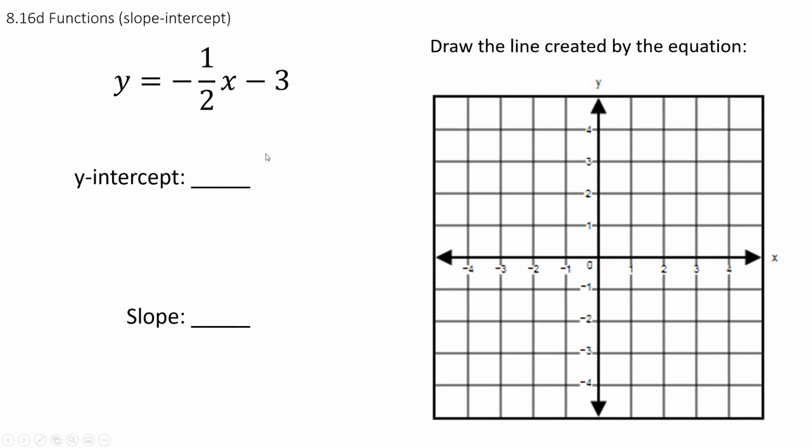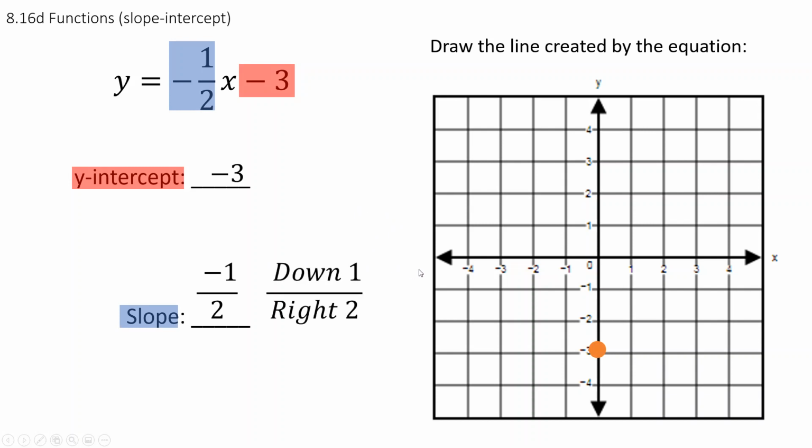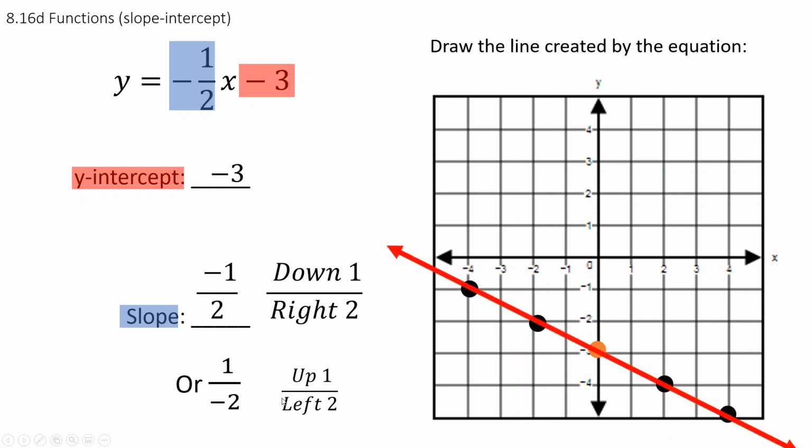All right, a few more examples. Okay, y-intercept for this one is going to be -3. You start with your -3. You find your -1/2 slope. I'm going to think of it as -1/2. Down 1, right 2. And down 1, right 2. You could think of it as, take that negative, drop it to the denominator. You could think of it as up 1, left 2. Up 1, left 2, up 1, left 2. There you go.